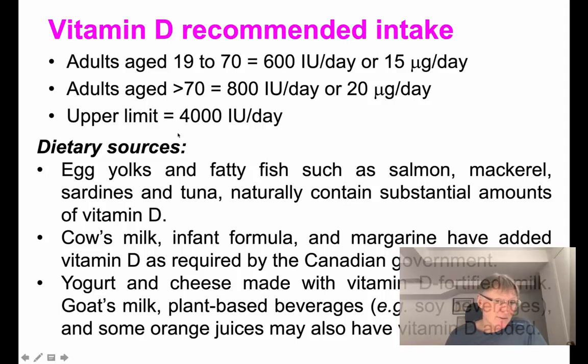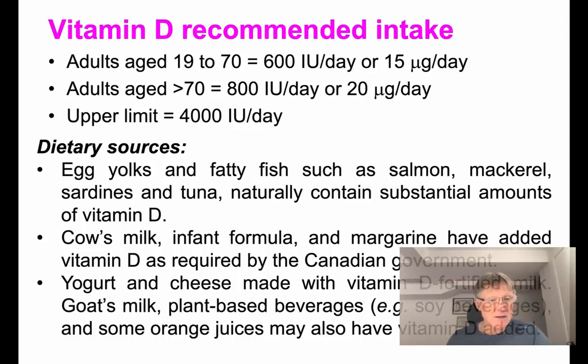So what are the dietary sources of vitamin D? Egg yolks and fatty fish such as salmon, mackerel, sardines, and tuna naturally contain substantial amounts of vitamin D, obviously because this is where the fat is. You need fat to carry a fat-soluble vitamin, so it makes sense that foods containing a large amount of fat are also going to be rich in vitamin D and other fat-soluble vitamins.